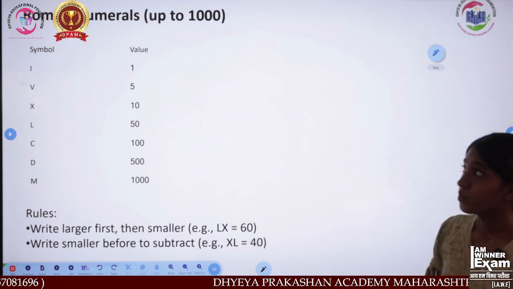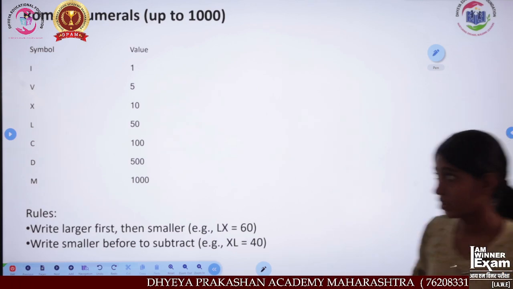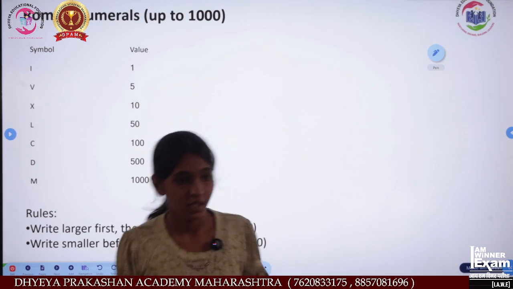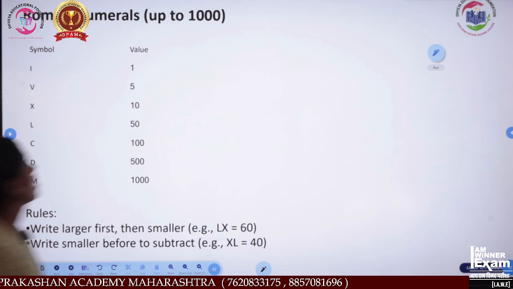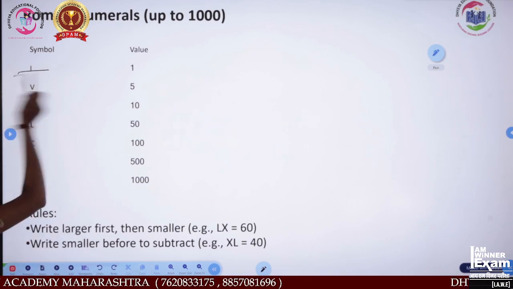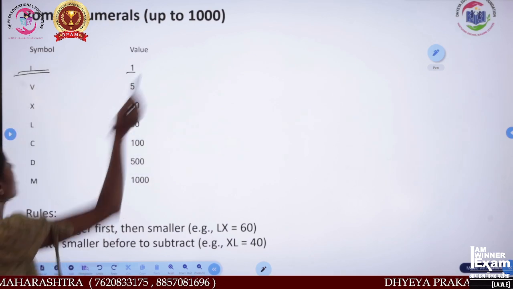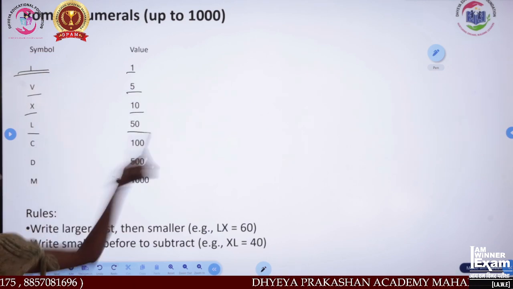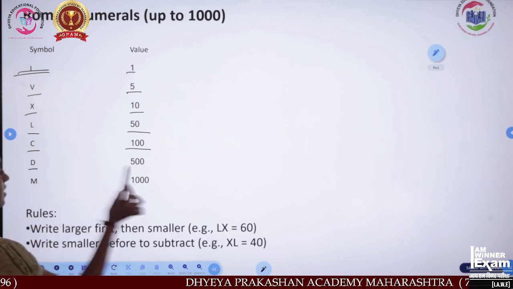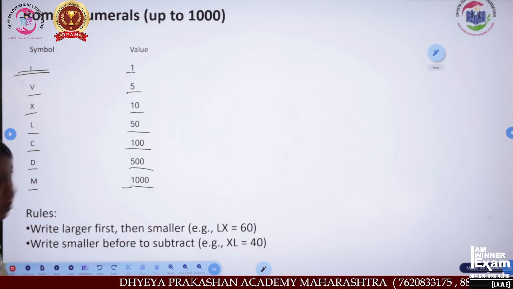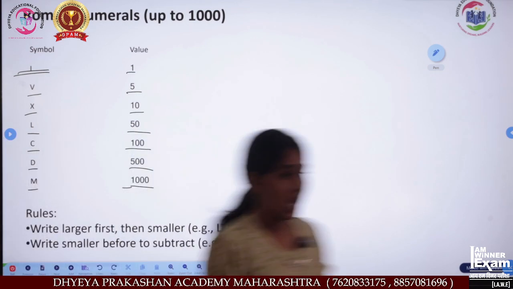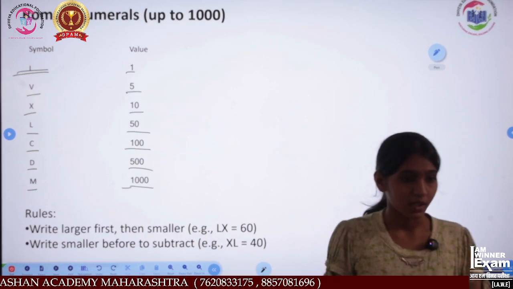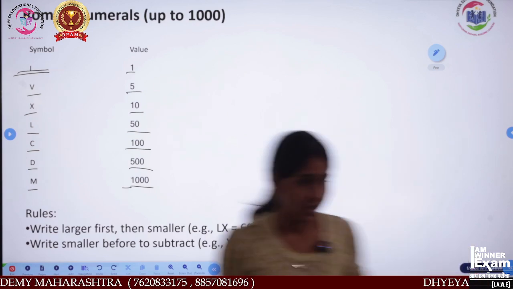Let's take Roman numerals up to 1000. These symbols indicate the basic numbers. I indicates 1, V indicates 5, X indicates 10, L indicates 50, C is 100, D is 500, M is 1000. These are the basic numbers, and there are 2 rules. Write the larger number first, then the smaller number, then we perform addition.